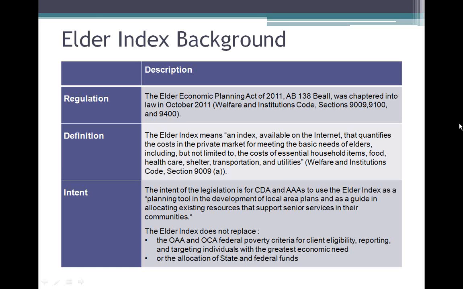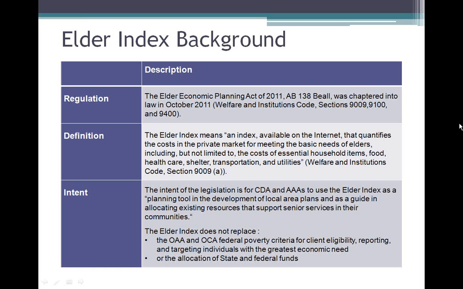The Elder Index, as you know, also known as AB 138, was chaptered into law in October of 2011, and it is now part of the Welfare and Institutions Code. It set forth new requirements for AAAs to follow when developing their area plans.